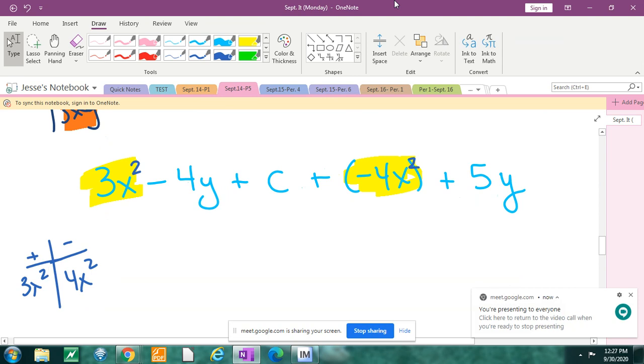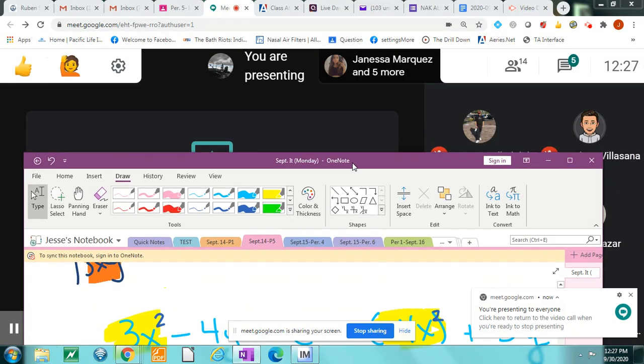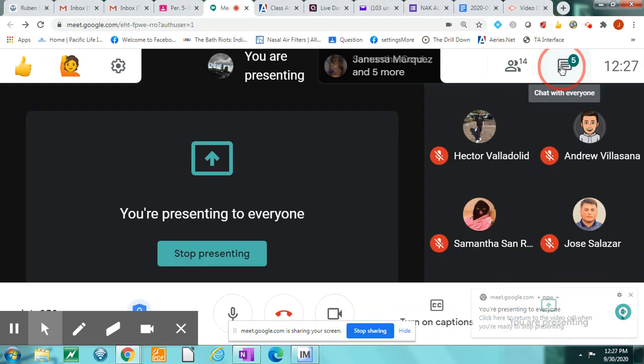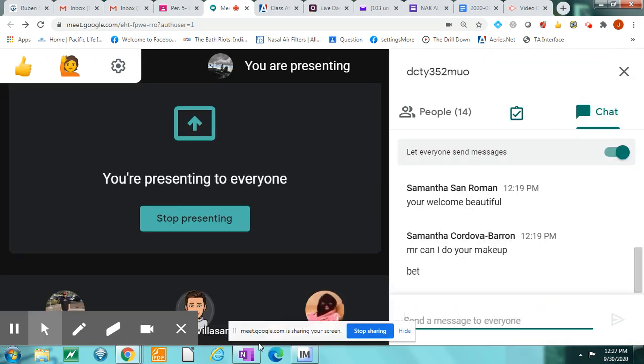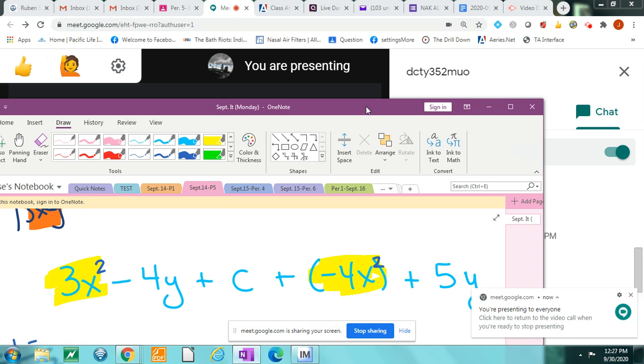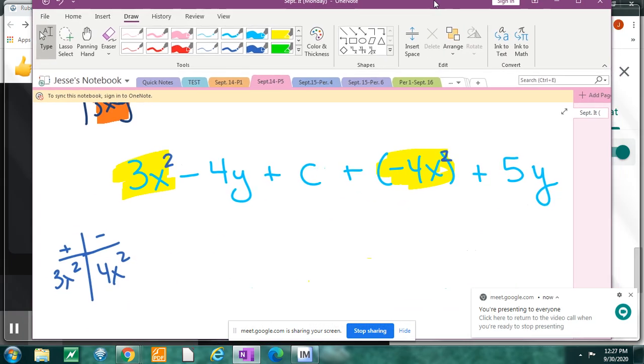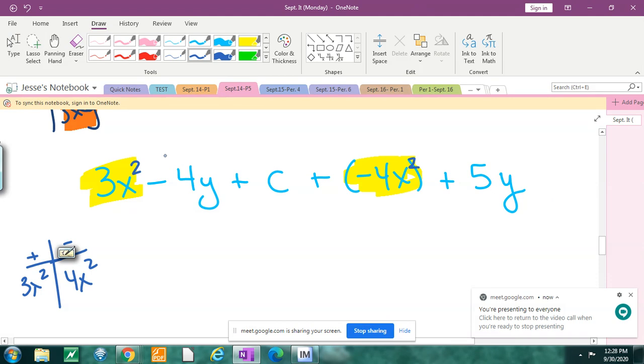How many x squares? Oh, wait, hold on. How many? Carlos, you there? Oh, guess he went to the market. Negative 1x squared. Now, do I need the 1? No. Okay, so then I'll put an x, meaning I did that already.